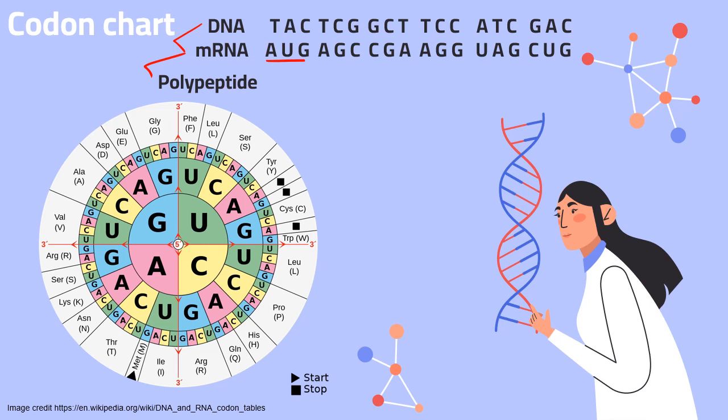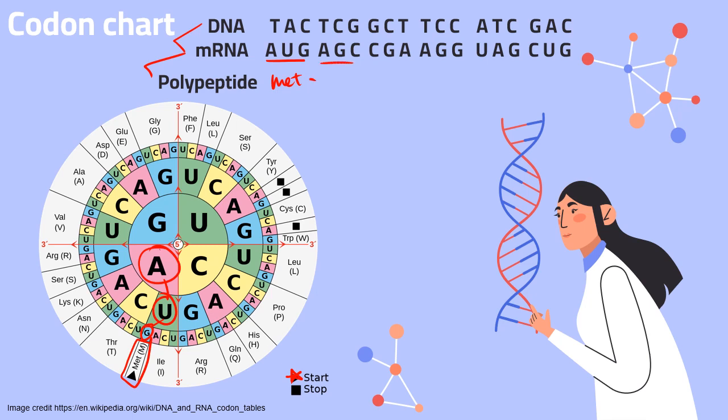So if my codon is AUG, I'm going to start here in the middle with my A. I'm going to slide out to my U and then end up at G. So AUG is once again methionine. Methionine is pretty cool. We know it as the start codon. Methionine is our start codon. Proteins usually start with methionine.